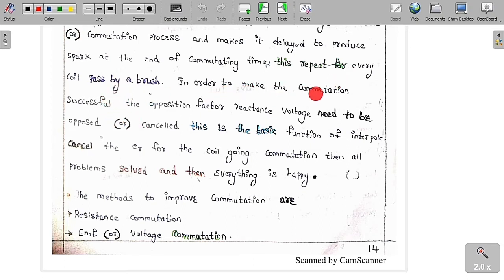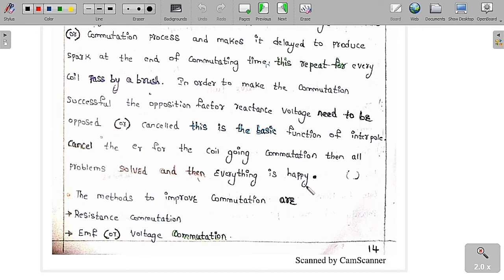In order to make the commutation successful, the opposing factor, the reactance voltage, needs to be opposed or cancelled. This is the basic function of the interpole. It cancels the reactance voltage ER for the coil undergoing the commutation. Then all the problems are solved and everything is happy.